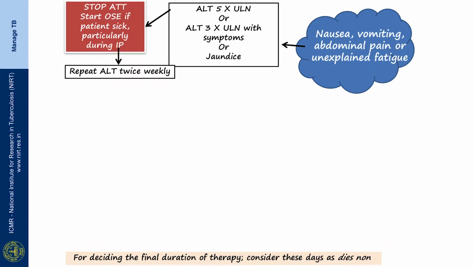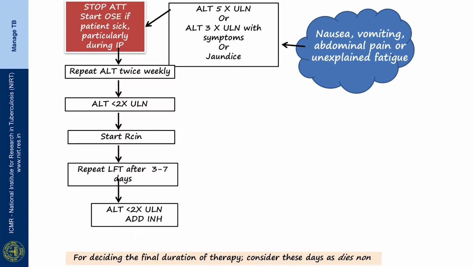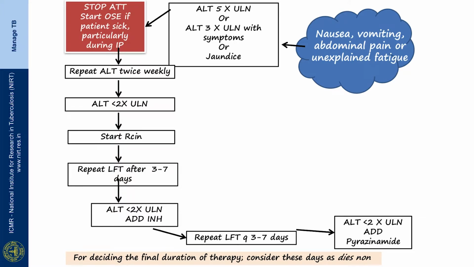You follow them up. In about 2 weeks time, usually these ALTs will come down. So, you monitor their ALT. Once these transaminases, or SGOT or ALT, are less than 2 times the upper limit of normal, then we start the rifampicin. If that is the first drug you add, you repeat the levels of the transaminases after 3 to 7 days, and if they are normal, you introduce the next drug, which is INH, and that is how we sequentially reintroduce the therapy, adding pyrazinamide last.